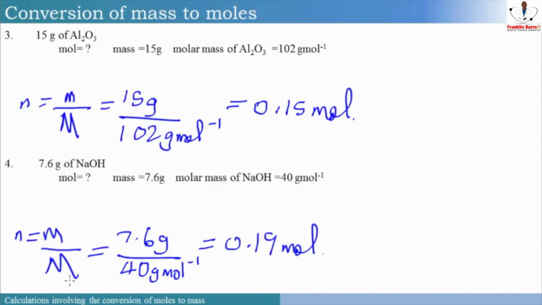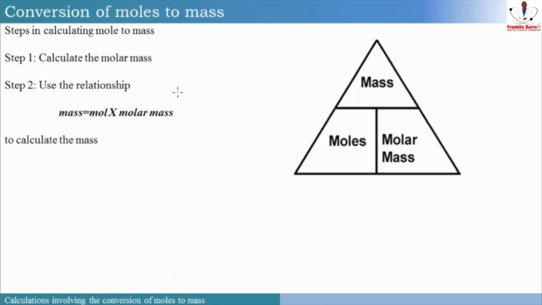Let us look at some of these questions. In converting moles to mass, we must realize that we must rearrange our equation. Initially, we knew that moles equal mass over molar mass. But now I want to find mass given moles. So therefore, if moles is equal to mass over molar mass, then mass is equal to moles times molar mass. So here we have our relationship that we are going to use to calculate the mass given the moles.